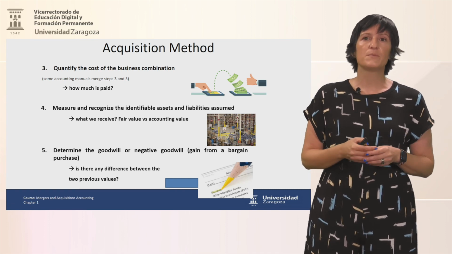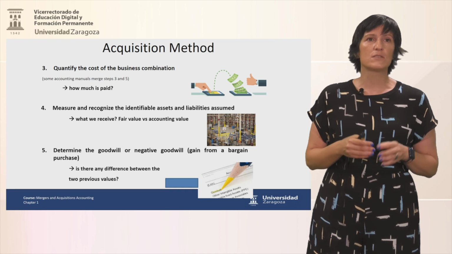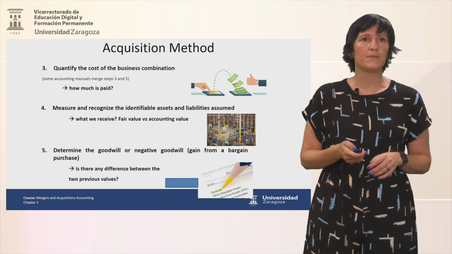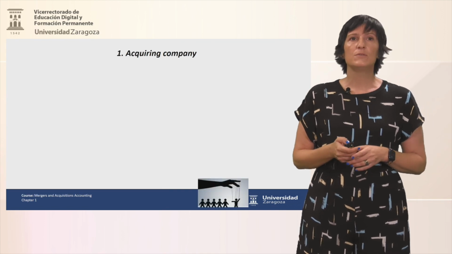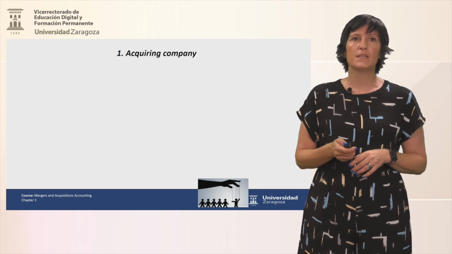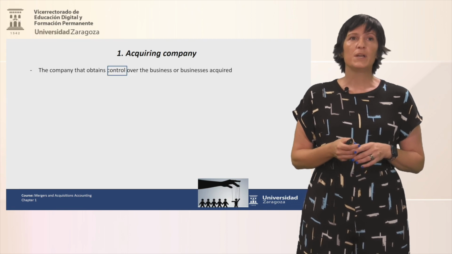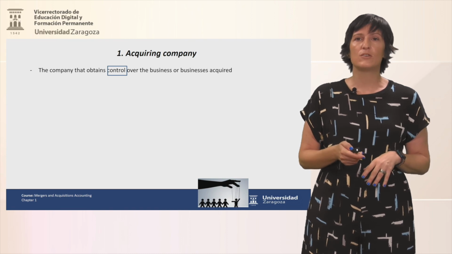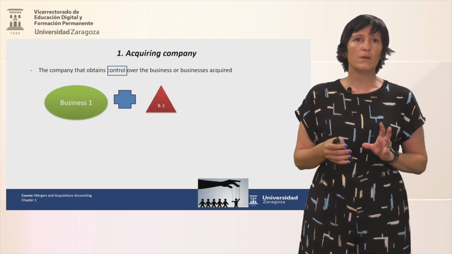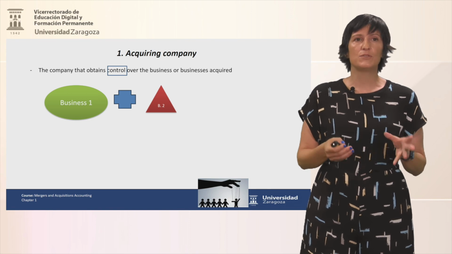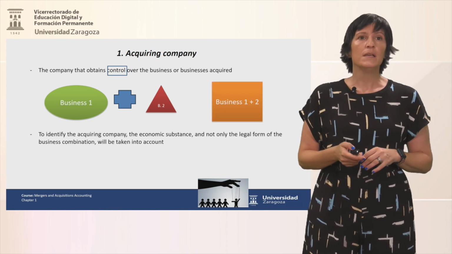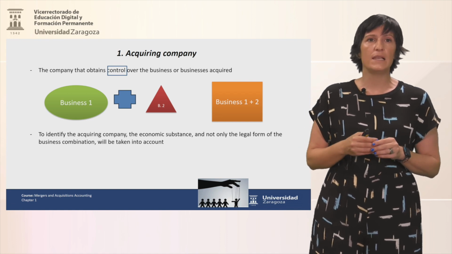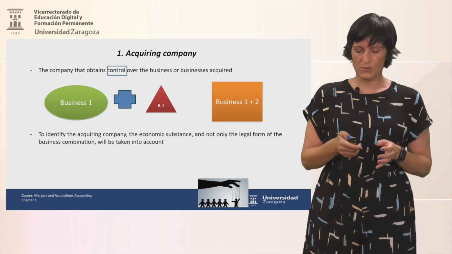If you look at these processes in some accounting manuals, you will see that some of them merge steps 3 and 5. So to go into a little bit more detail about who is the acquiring company, we need to identify the company that acquires the control over the business or businesses acquired. So in a graphic, we may have two companies that get together, and we will need to identify in economic terms, not so much in legal ones, who is going to lead the future.